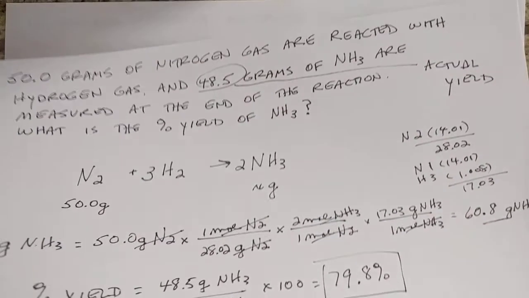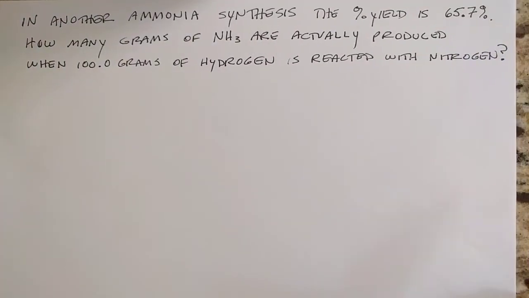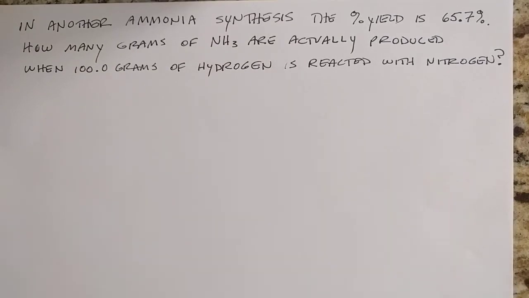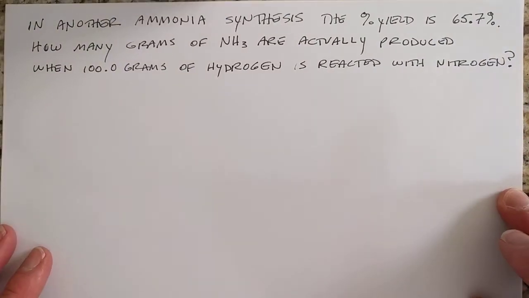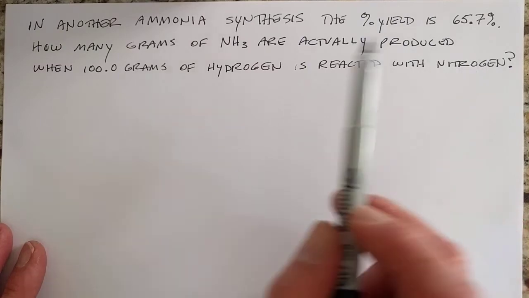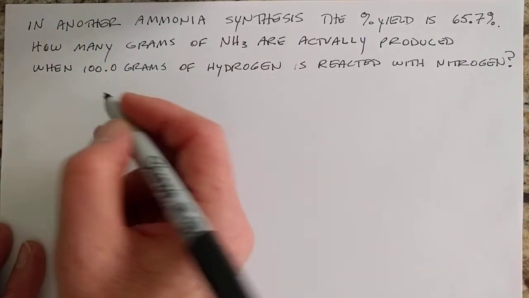All right, let's look at another type of problem that you might see. Okay, here, in another ammonia synthesis, the percent yield is 65.7%. How many grams of NH3 are actually produced when 100.0 grams of hydrogen is reacted with nitrogen? All right, so here we're given our percent yield and we need to figure out what we really got. So we need to go to our equation, of course.